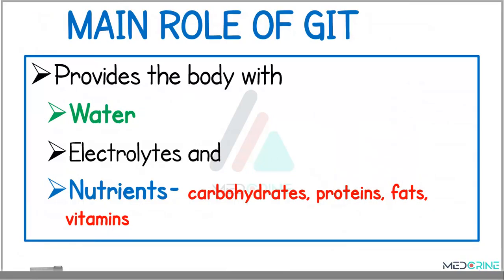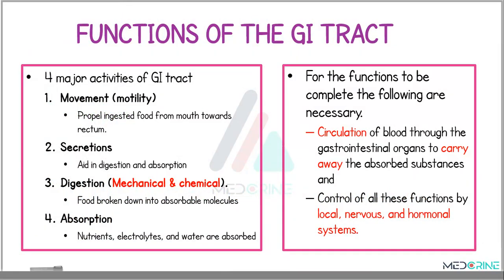What are the main roles of the gastrointestinal tract? This tract provides the body with water, electrolytes, and nutrients, basically the carbohydrates, proteins, fats, and vitamins. The four major activities of the gastrointestinal tract are motility or movement, secretion, digestion, and absorption.